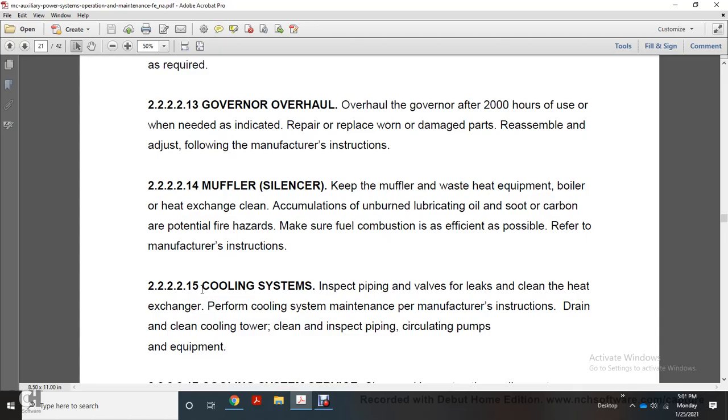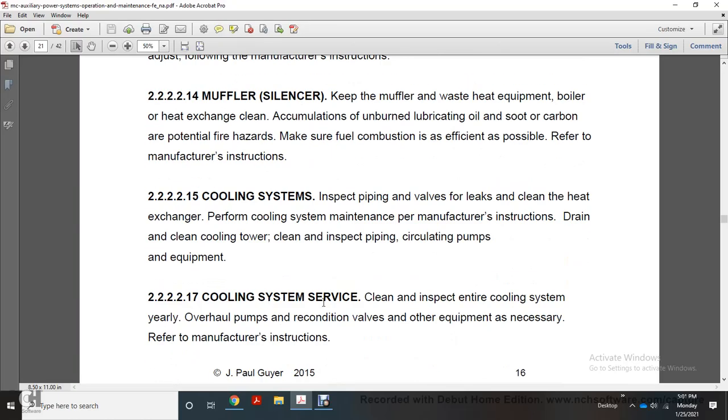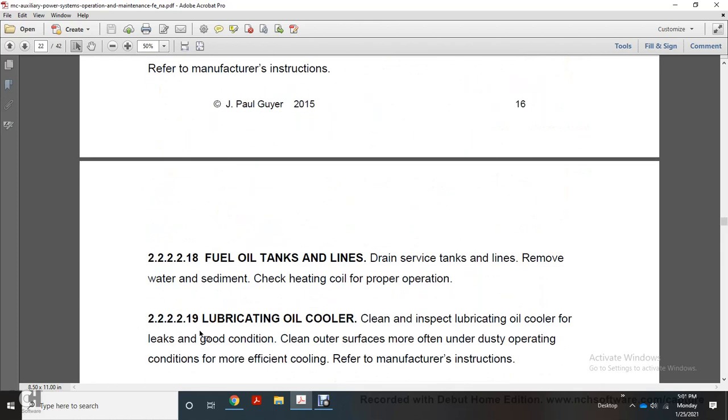Drain and clean the cooling tower. Clean and inspect pipes, circulating pumps, and equipment. Cooling system in service: clean and inspect the entire cooling system. Overhaul pumps and recondition valves and other equipment as necessary. Refer to manufacturer's instruction.